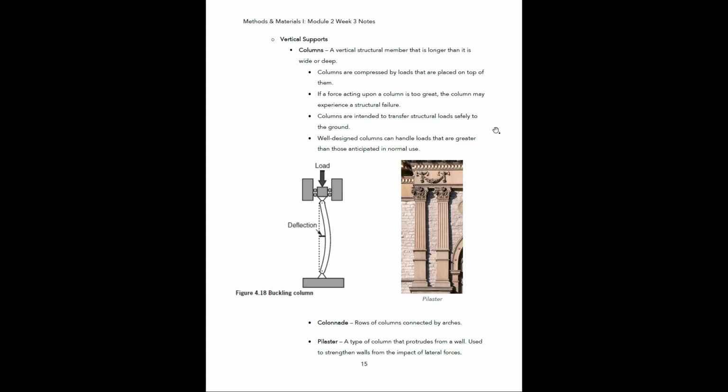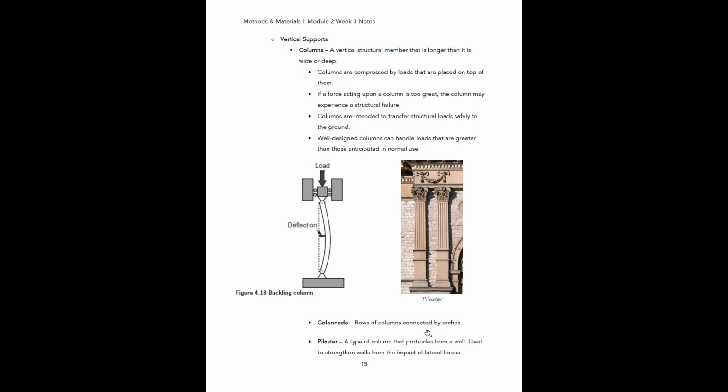Columns are intended to transfer structural loads safely to the ground, very much like a load-bearing wall. And well-designed columns can handle loads that are greater than those anticipated in normal use. So if you're in a building that has columns, most likely that column can handle a lot more weight than it currently does, but just to be safe, they will over-engineer the column so that if anything were to happen, you don't really have to worry about the column failing, okay?